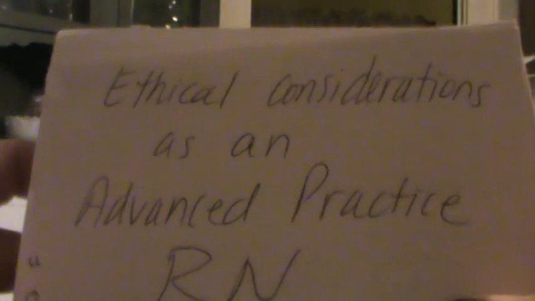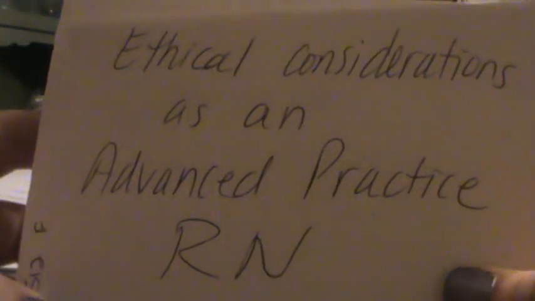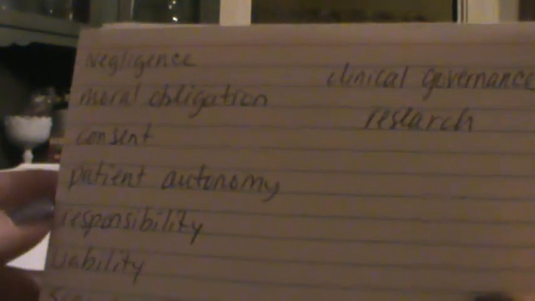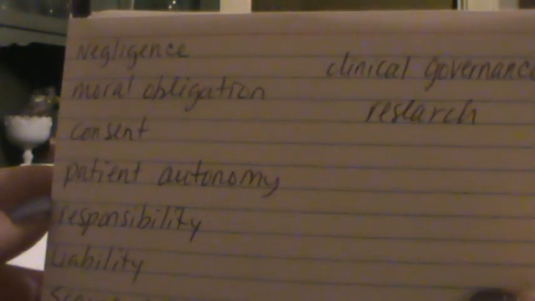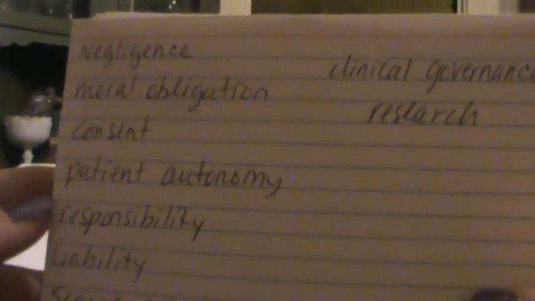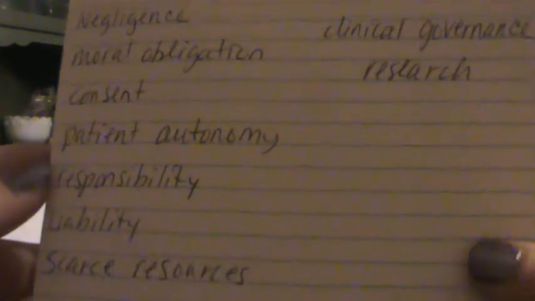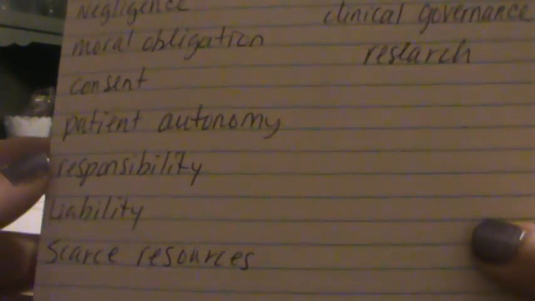Some ethical considerations as an advanced practice RN include negligence, moral obligation, consent, patient autonomy, responsibility, liability, scarce resources, clinical governance, and research.